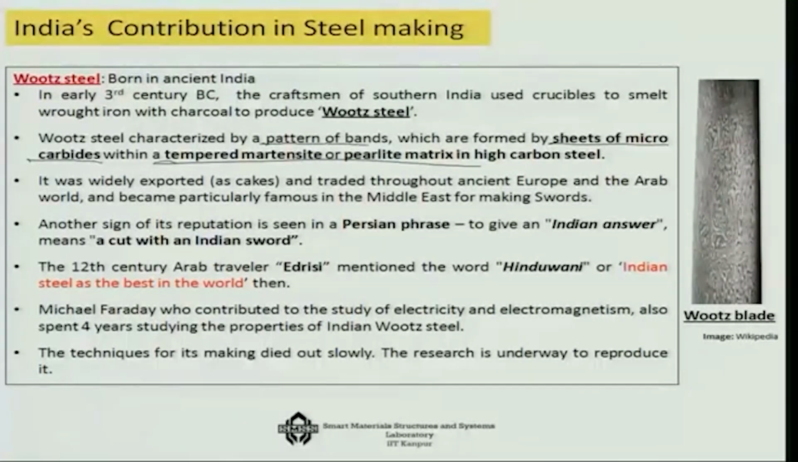That was the telltale sign of wood steel, and it became so popular that in the entire Mid East, there are Persian phrases like a cut with an Indian sword, or Hindwani, that is Indian steel, as the best in the world. That was the marvel that wood steel had generated.